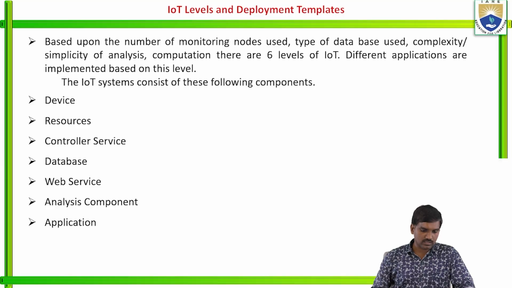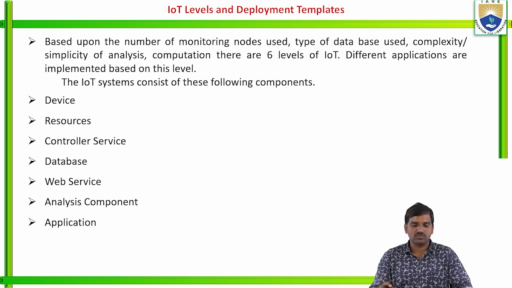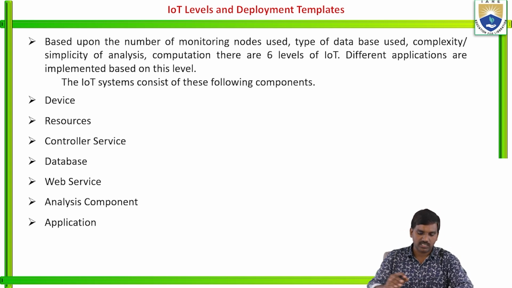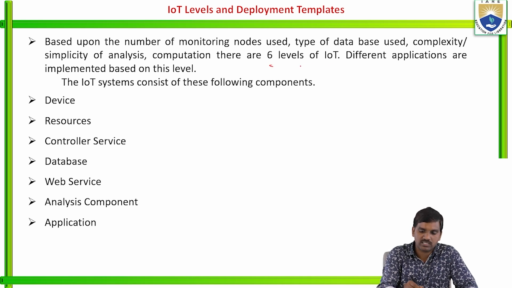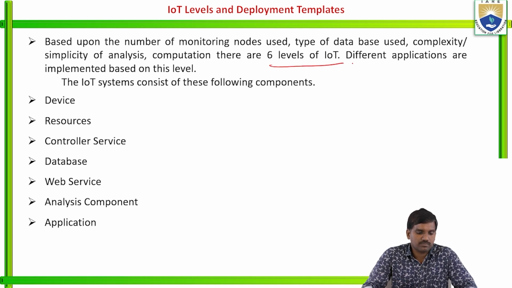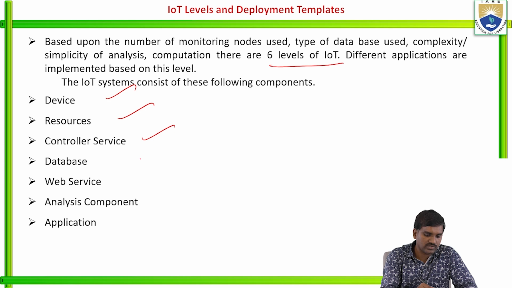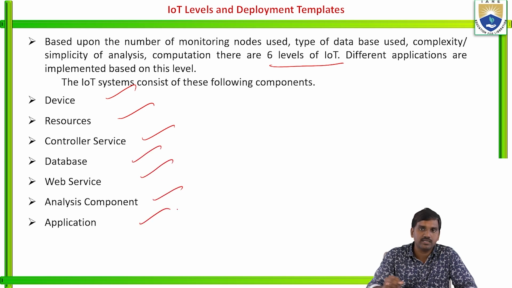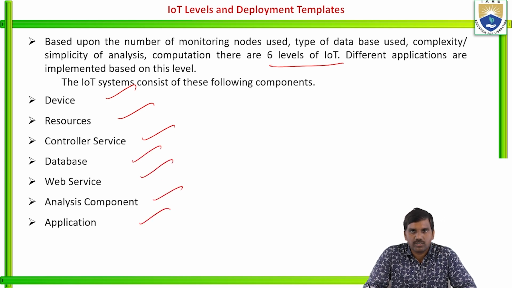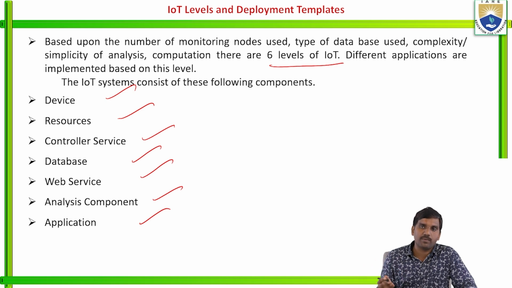The IoT levels and deployment templates are based upon the number of nodes, the type of database, and complexity and simplicity of analysis. There are 6 levels of IoT, and different applications are implemented on these levels. Before entering into the 6 levels, first we have to know the basic components: device, resources, controller service, database, web service, analysis component, and application. Applications under different domains also come under deployment templates.